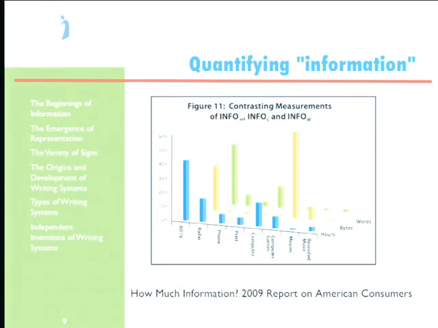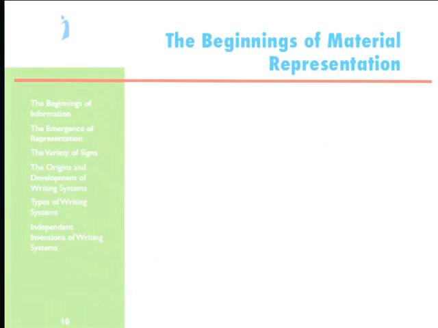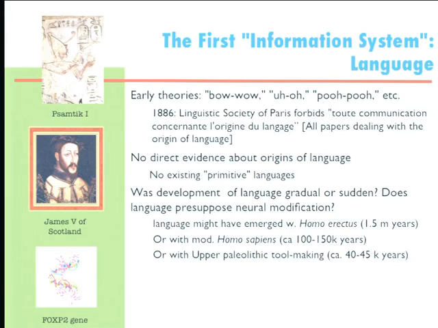So, in any event, material representations of states of affairs, information in that sense. That's what we can talk about the history of. Where does it begin? Well, in a certain sense, if you want to think of speech as a material representation, which we're not, you could say it begins with human language. And of course, if you think of it as an information system, it's by far the most important information system that's ever been devised.